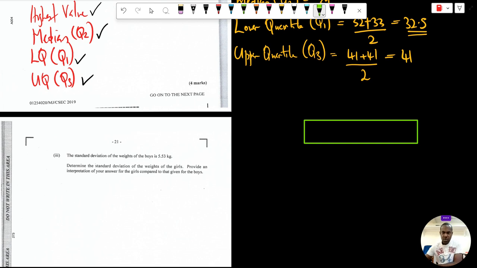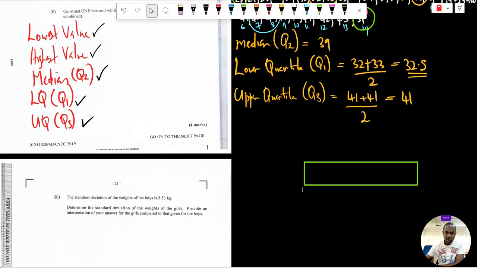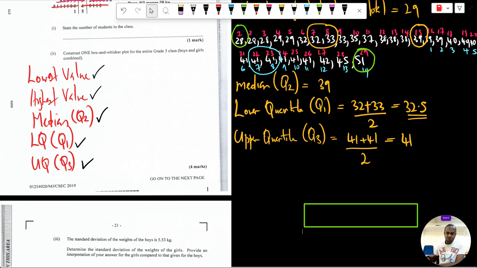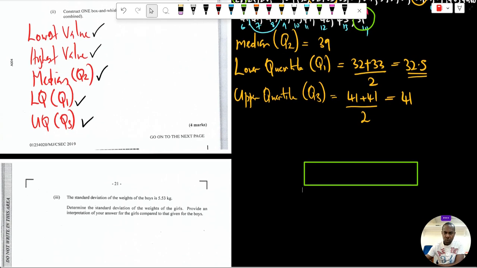All right, so let that be the box component, right? Now, what goes on the box? On the box, we'll have to place the lower quartile, the upper quartile, and the median, right? So the lower quartile is 32.5. So therefore, this end right here would be at 32.5. That is the lower quartile. The upper quartile, 41, goes at the opposite end of the box.